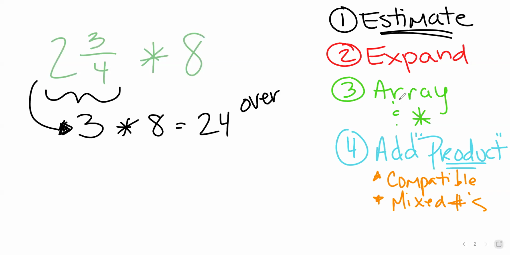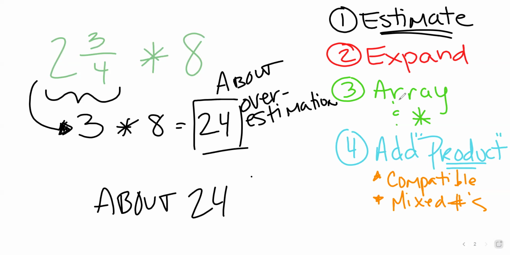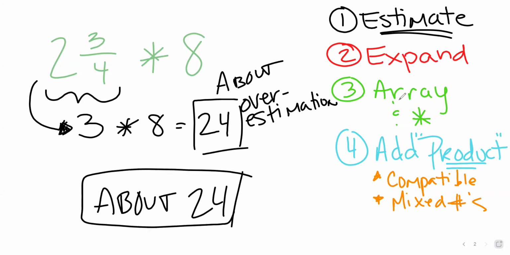So remember, these are all things we want to be thinking about. Estimation, overestimation. Okay, so we know that. I'm going to have to move to another page to do this, but I'll flip back and forth, because now we're going to go to step 2, expand. We know our answer is going to be about 24. That's our estimation. That's step 1 done.